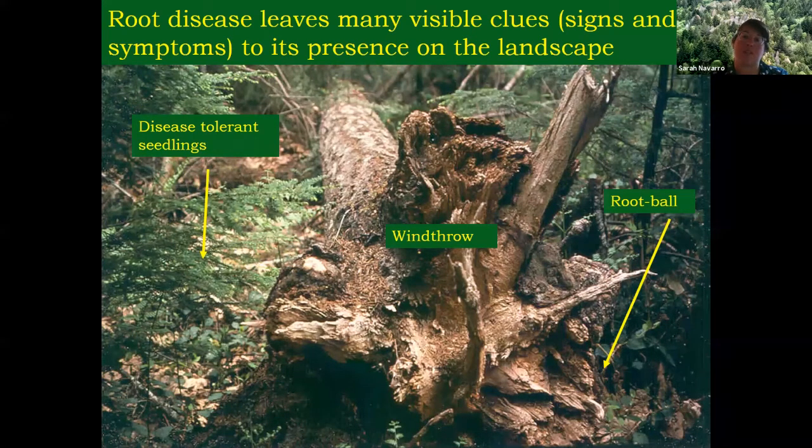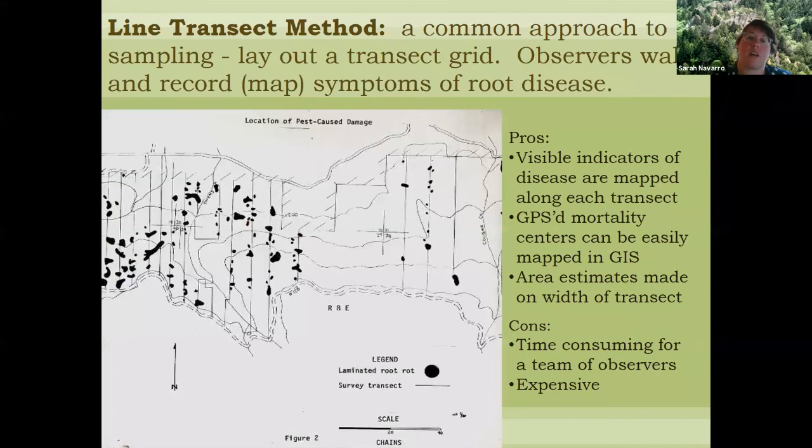So root disease, as we mentioned, leaves many visible clues. So look for those root wads, look for the windthrow, and also look at disease tolerant seedlings. You can see, in this case, this Western hemlock is doing pretty well compared to the Douglas fir that just got toppled over. So the goal is to learn how to interpret these into useful information for sound management decisions.